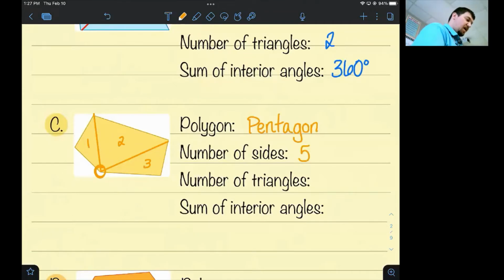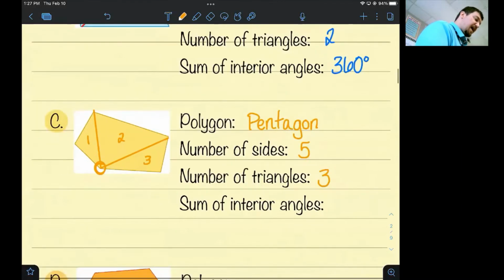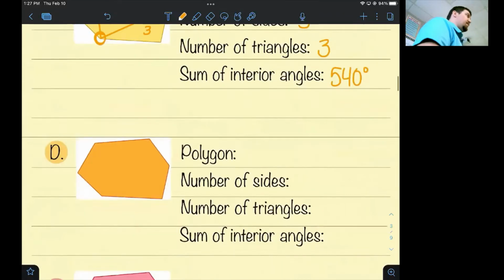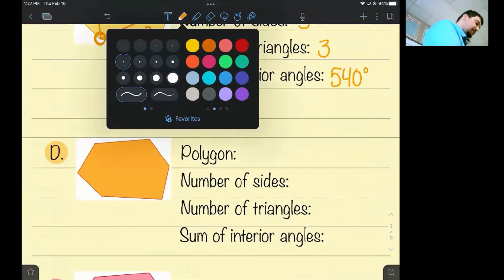Okay. All right. The number of triangles that made was 3. And what's 180 times 3? Lucy? 540 degrees. Every pentagon has 540 degrees. Next up is this shape. Has 6 sides. Christian. It's called a hexagon.